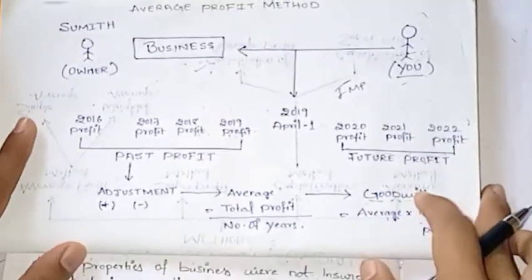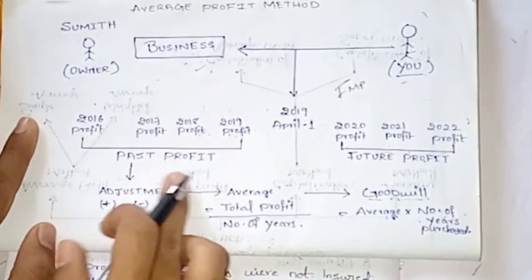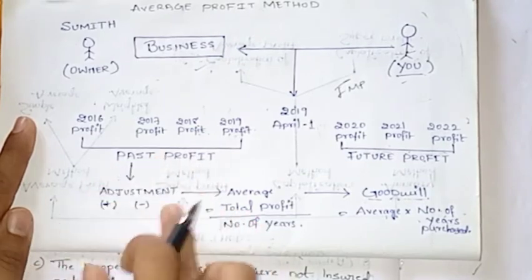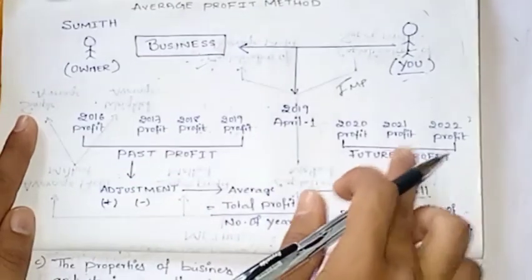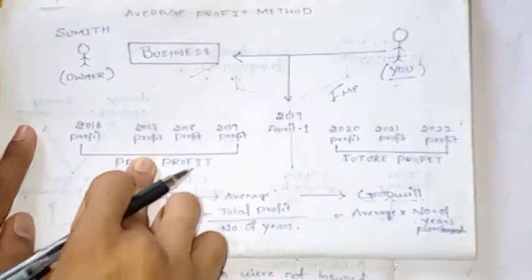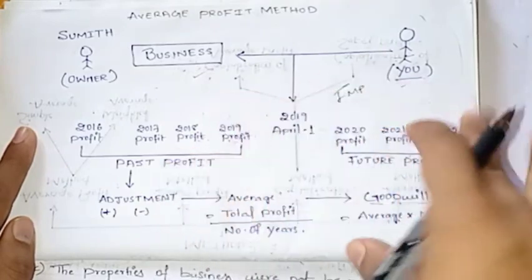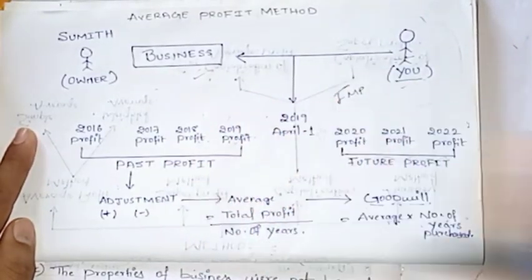What we are going to do is make some adjustments. We are making some adjustments to find the future profit on the basis of the past, right? We are going to adjust the past profit for the future profit. Future profit will be for 2 to 3 or 5 years, right? So keep that in your mind, okay?